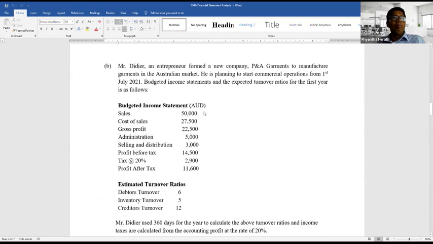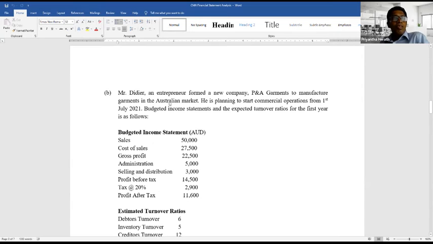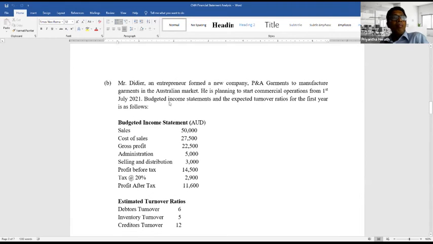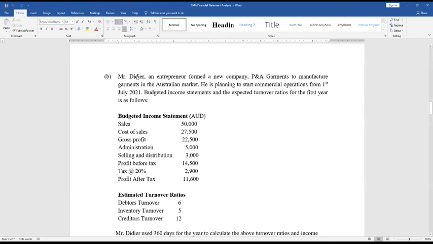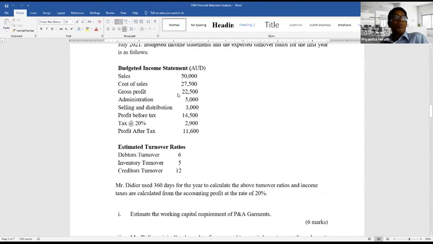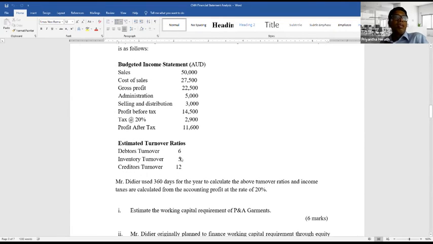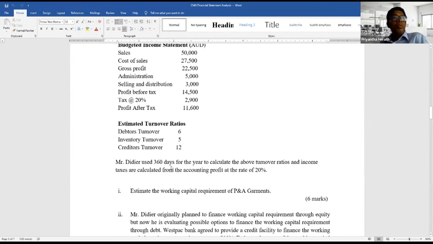Okay, to save time, can you see the question, part B? Yes. Mr. Didier, an entrepreneur, formed a new company, P&A Garments, to manufacture garments in the Australian market. He is planning to start commercial operations from 1st July 2021. So this is a new business. The budgeted income statement and the expected turnover ratios for the first year are given. Mr. Didier used 360 days for the year to calculate the turnover ratios, and income taxes are calculated from accounting profit at the rate of 20%. Estimate the working capital requirement of P&A Garments.